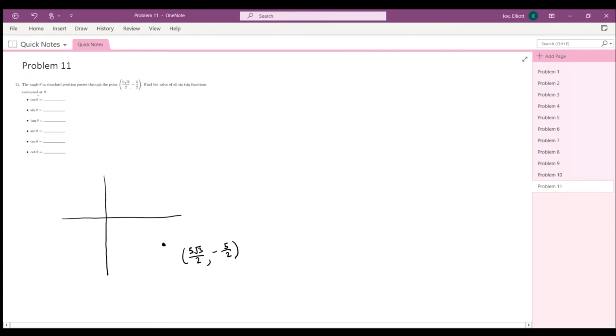Now when they say that we have an angle theta in standard position, what that means is the angle theta represents the angle measured starting from the positive x-axis and moving in a counterclockwise direction. That's what they mean by standard position: start from the positive x-axis and go counterclockwise. So we have a really big angle right now for theta.